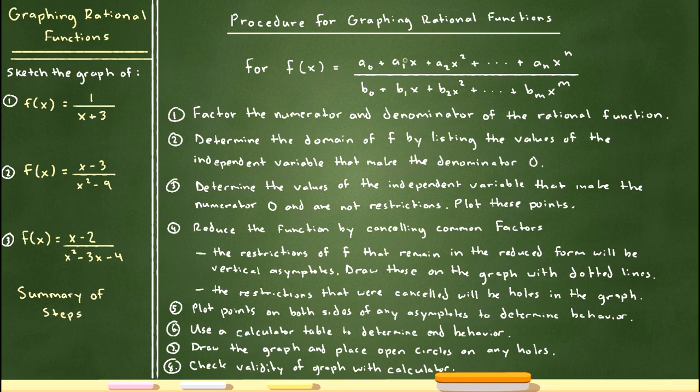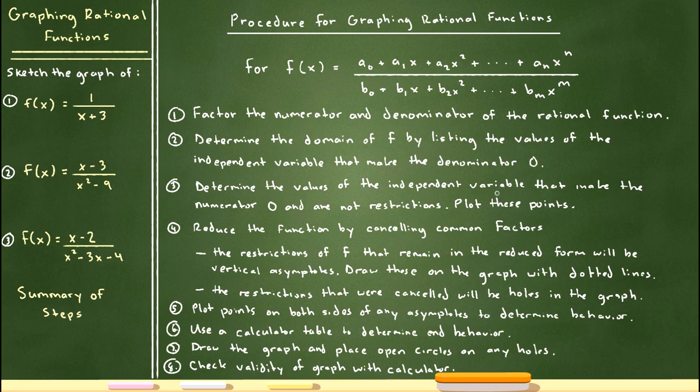So for the rational functions, and this is just a polynomial divided by a polynomial, we have a series of a few steps here. It seems like a lot, but it's not too much. The first thing we did was factor the numerator and denominator of the function. We did this because it was going to help us determine the domain of the function, and find the restrictions on the independent variable that make the denominator 0. The next thing we did was determine the values of the independent variable that make the numerator 0 and are not restrictions. And then we wanted to plot those points.